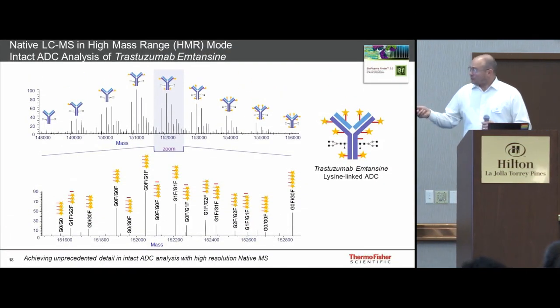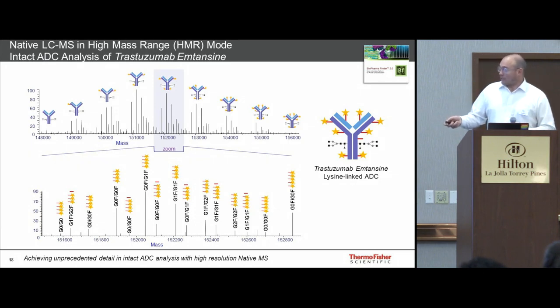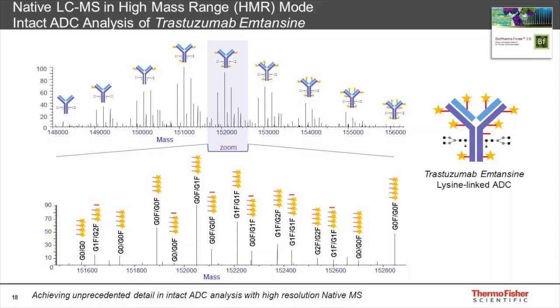So the BioPharma Finder software was actually very helpful in this case because from the different amounts of drug, in this case, we don't expect that our glycoform distribution is going to change. Now, that may not be the case for every single biologic, but in this case, that's what's happening, or at least that's what we believe. So based on that assumption, I actually did this DAR calculation.